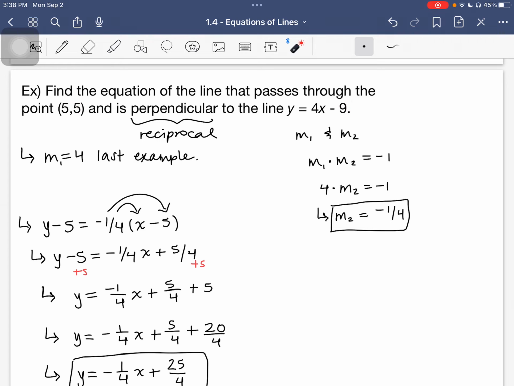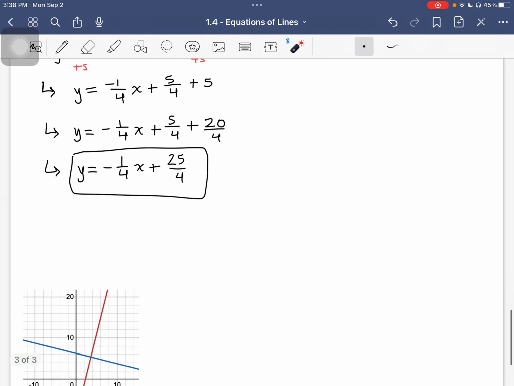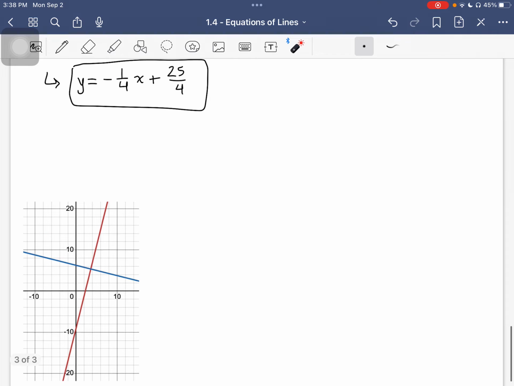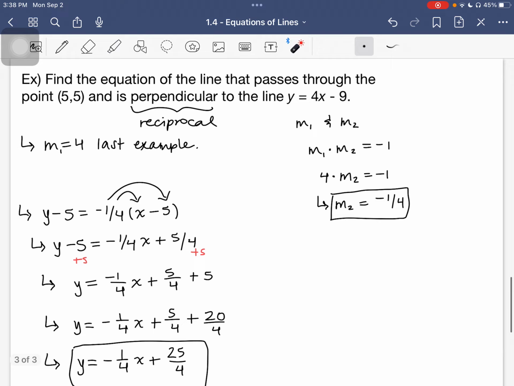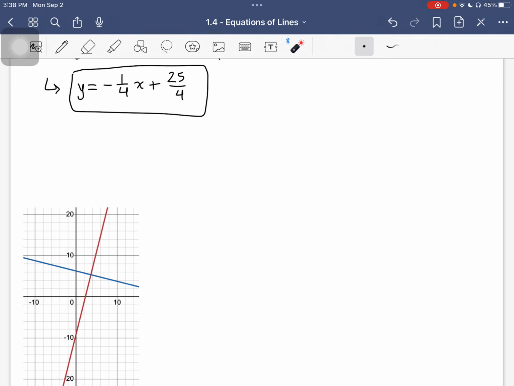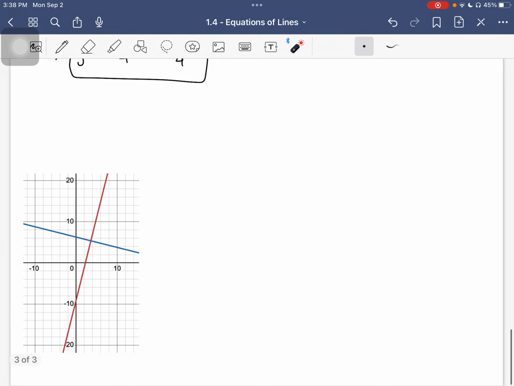And then here is a graph of that. So this red line is our original equation, which was 4x minus 9. And then this blue line here is our perpendicular line, -1/4 x plus 25/4. And when it's perpendicular like this, it'll intersect our original line like that. All right, so that's it for this video.